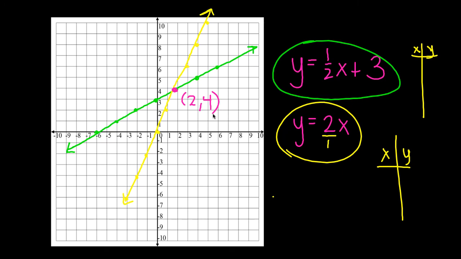Well, let's see if that makes sense. Let's plug that in and make sure that it's true for both of my equations. Let's go down here first, and we're going to say, is 4 equal to half of 2 plus 3? Is 4 equal to 1 plus 3? And yes, of course it is, so that's true. And is 4 equal to 2 times 2? Is 4 equal to 4? Again, of course, it is. That is the one point, 2, 4, where these two lines intersect, which means it's the only place where the solution to the green line is going to be the same as the solution to the yellow line.